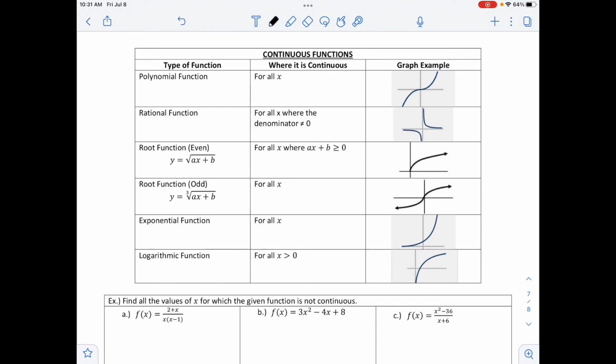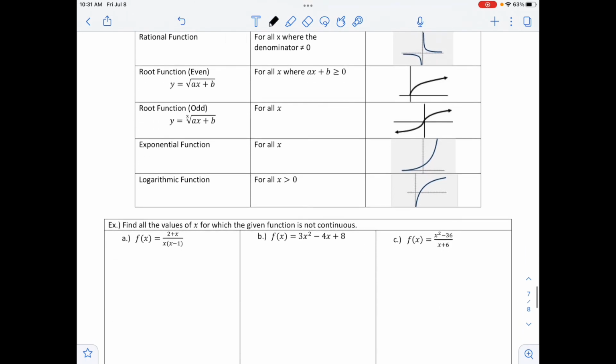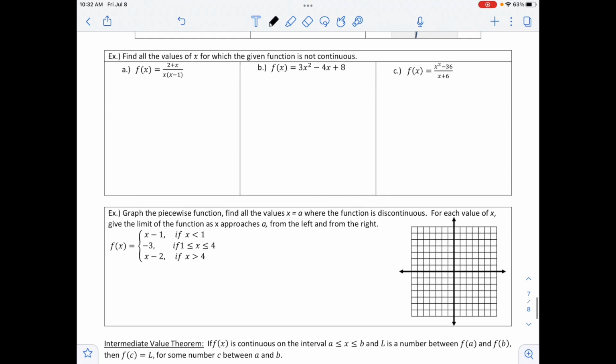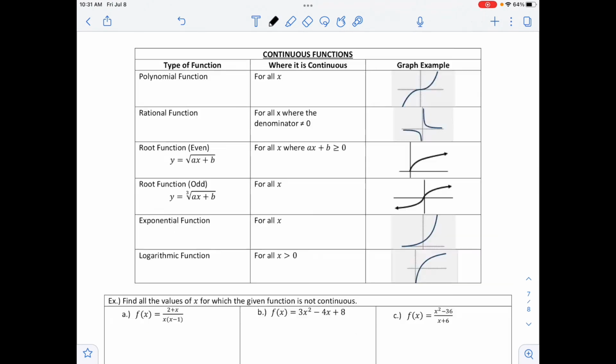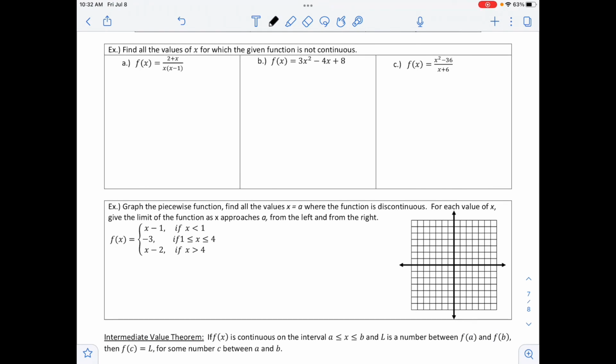Exponential functions, which we get more into later on this semester, will be continuous for all values of x, and logarithmic functions, which again we get into later on, are going to be continuous for all x greater than 0. So the example right below says find all the values of x for which the given function is not continuous. So it does say not continuous.